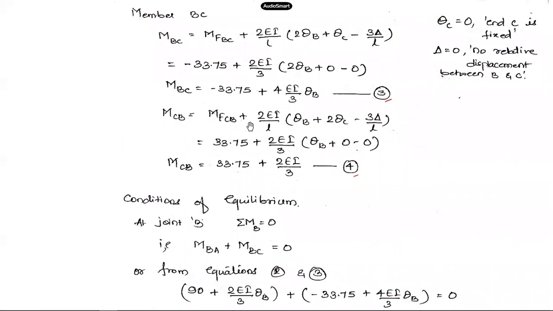MCB is equal to MFCB plus 2EI by L into theta B plus 2 times theta C minus 3 delta by L. Okay, so going for the values of MFCB, theta C and delta and substituting them over here, what we have finally is MCB is equal to 33.75 plus 2EI by 3. This is our fourth slope deflection equation.